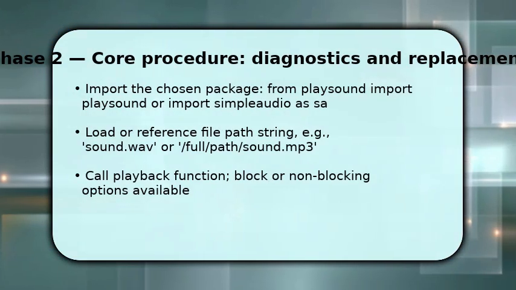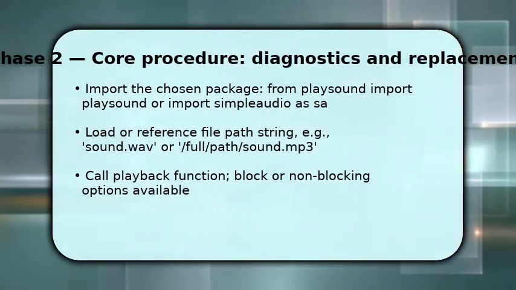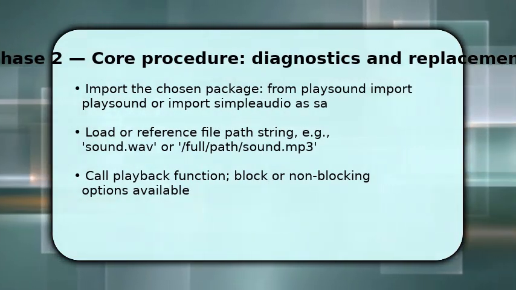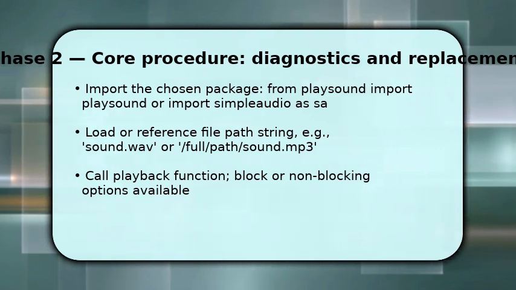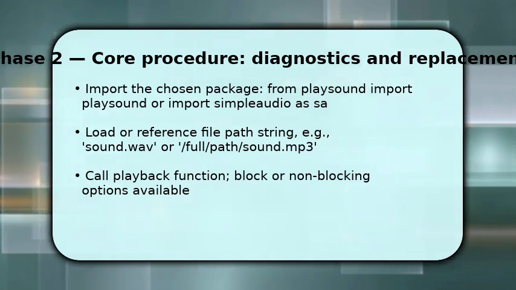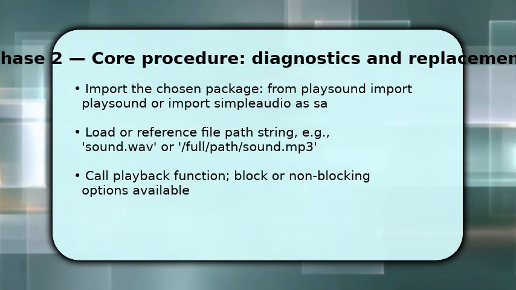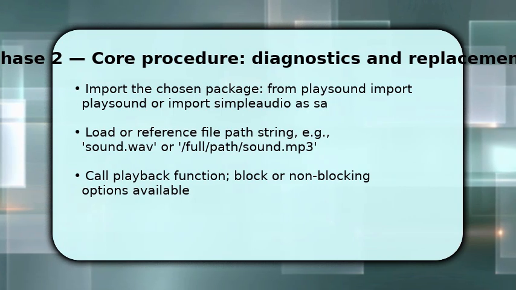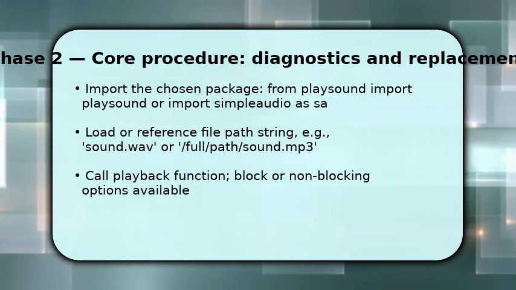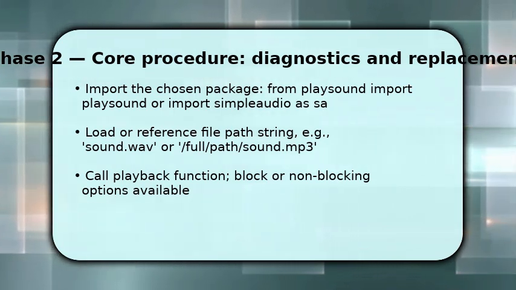Now you write the small script that actually plays sound. If you use playsound, write from playsound import playsound, then playsound('sound.mp3'). If you use simpleaudio, import simpleaudio as sa, wave_obj = sa.WaveObject.from_wave_file('sound.wav'), then play_obj = wave_obj.play(), play_obj.wait_done() to block.